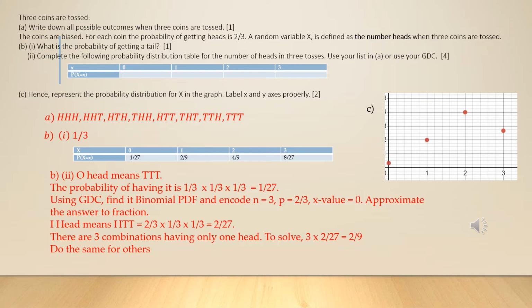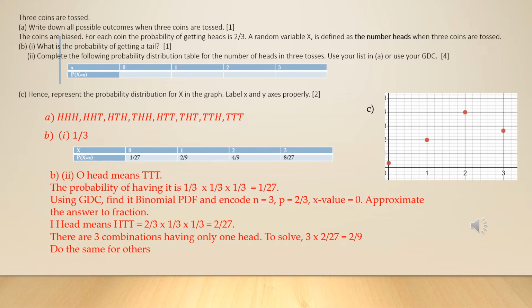To get the probability of getting 2 heads, that will be head, head, tail, or head, tail, head, or tail, head, head. So 3 times 2/3, 2/3, and 1/3, giving you 4 out of 9. Just continue doing it for 3 heads. That will be head, head, head, so 2/3 times 2/3 times 2/3 equals 8 over 27. Okay, so that completes our distribution table.